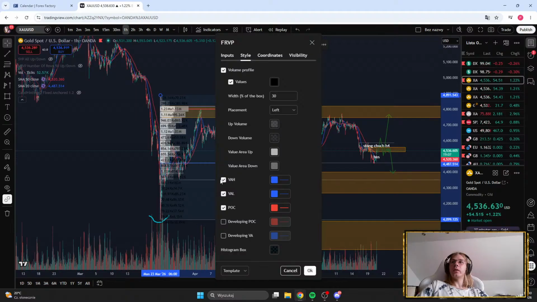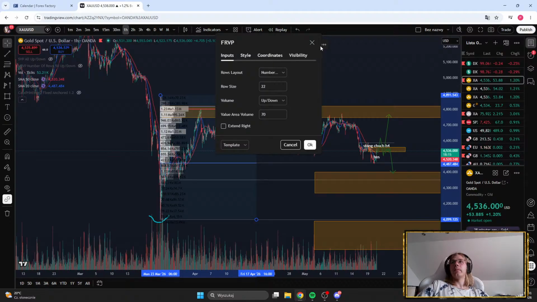And value area high here, that I have a blue line here. Value area low, that one from gold bounce to upside. And point of control is the most important thing. So you don't need to use value area low, value area high. You don't need to use values, but point of control is the most important thing, because that line show you when the volume of whole move is the biggest. So style, inputs, that's all.